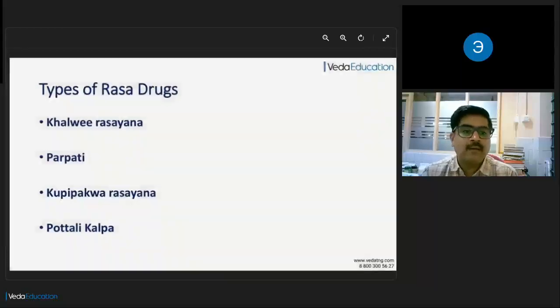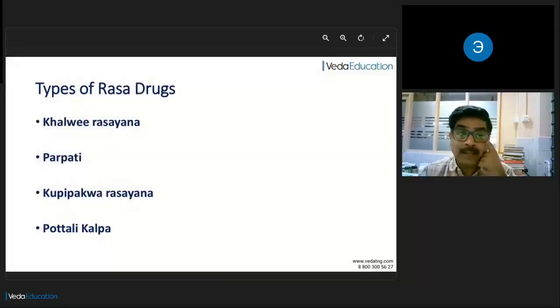Okay. So now we will see what are the common types of Rasa drugs. We know that in the case of herbal drugs, there are kashayam, that means decoction, there are powders, and there are fermented preparations like asava or arishta, etc. At the same time, we can divide Rasa preparations generally into four. That means all the Rasa drugs can be included in these. Now I am going to mention the kinds of preparations.